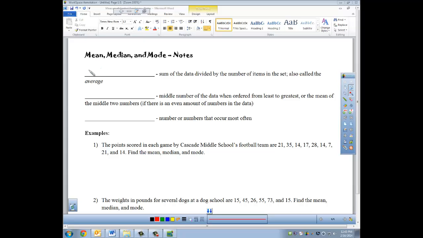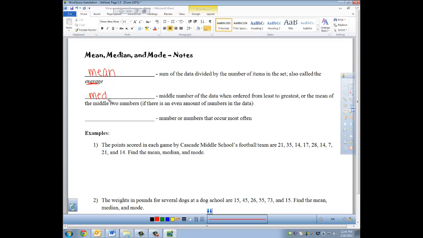So our first vocab word is going to be mean. Mean is the sum of the data divided by the number of items in the set. It's also called the average. So what you'll do is you'll just take each number they give you, add it together, and then divide by the number of numbers there are.